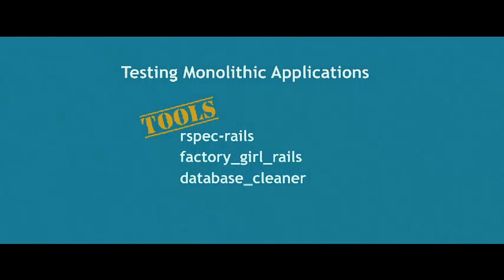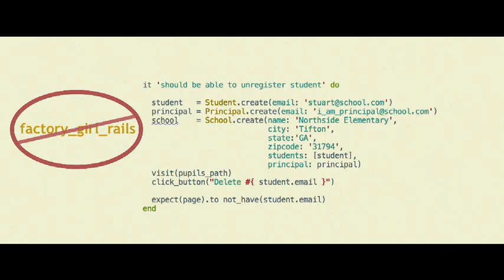My go-to tools in testing monolithic applications are typically RSpec Rails, Factory Girl, and Database Cleaner. RSpec is a testing framework, and Factory Girl allows us to create data, and we'll discuss that in more detail in a second, and Database Cleaner to clean up data.